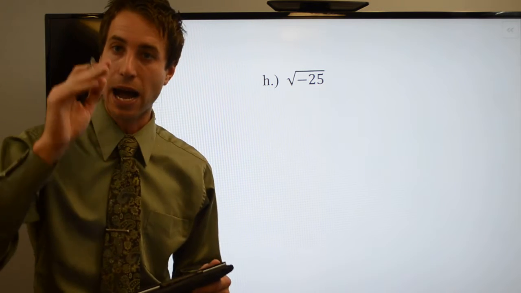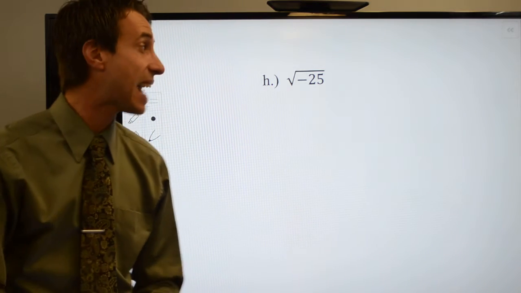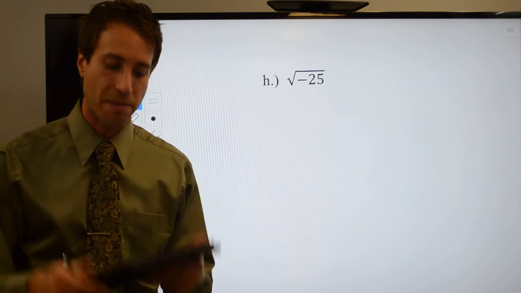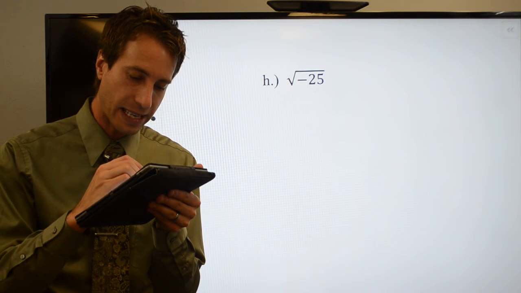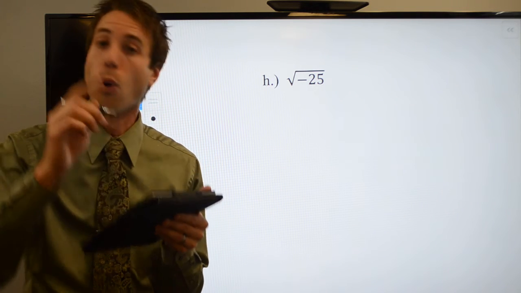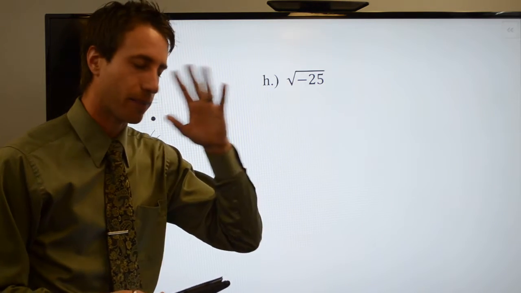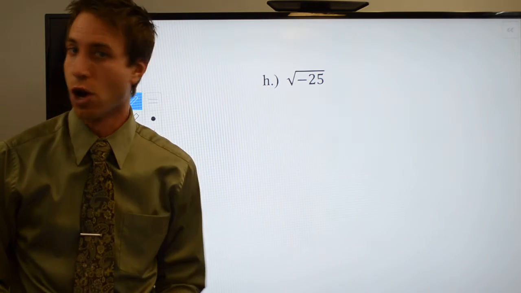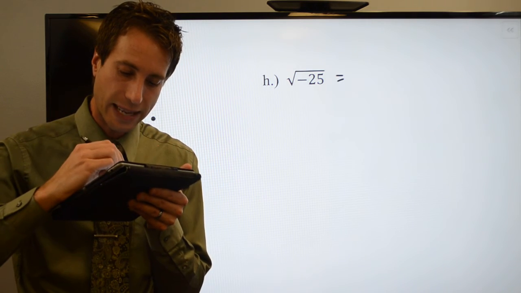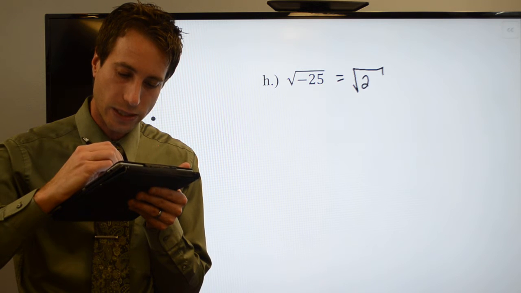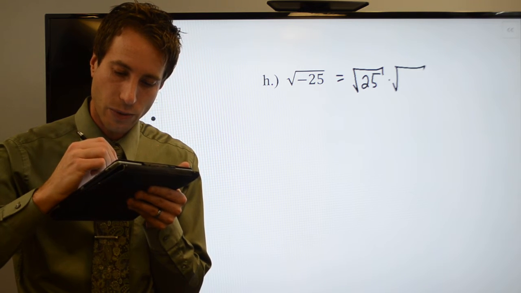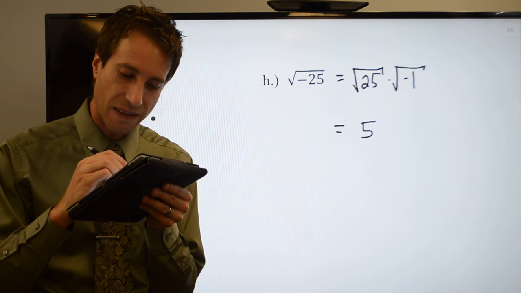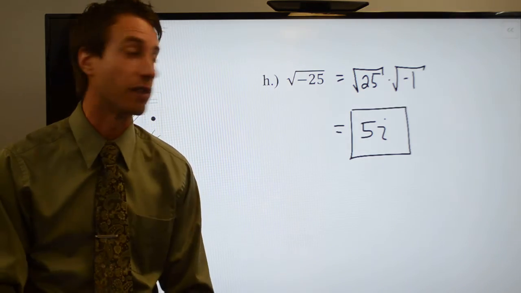Oh, and once again, I am taking the square root of a negative number. So I am going to have to remember that this is going to be imaginary. I apologize, I didn't indicate that I wanted the negative root, so I just want the positive root. So you would rewrite this as the square root of 25 times the square root of a negative 1, which of course is i, and so you wind up with 5i as the answer I'm looking for there.